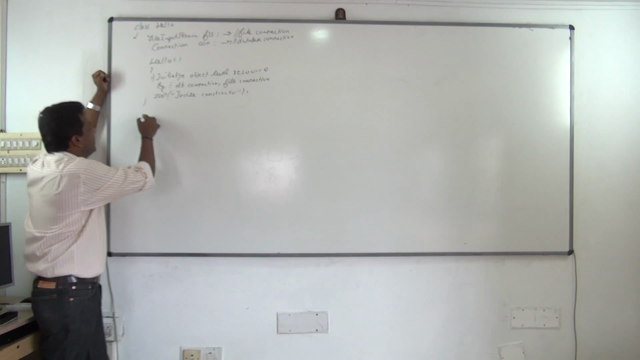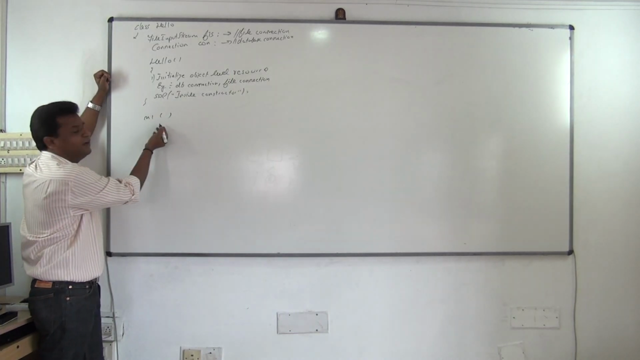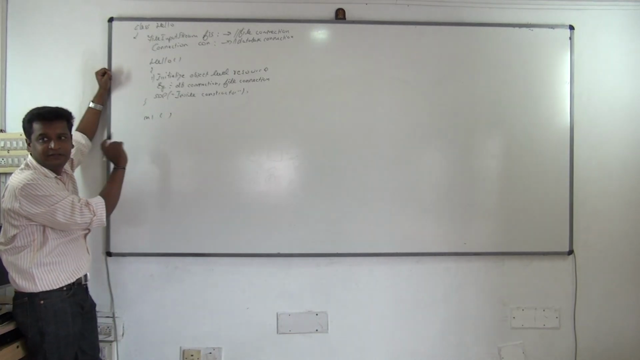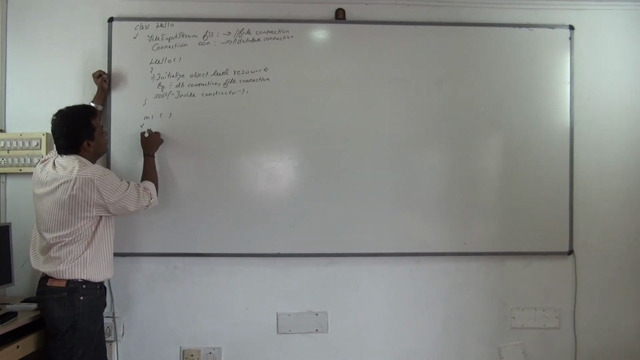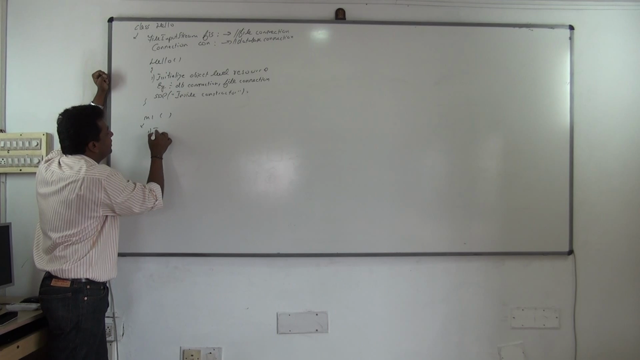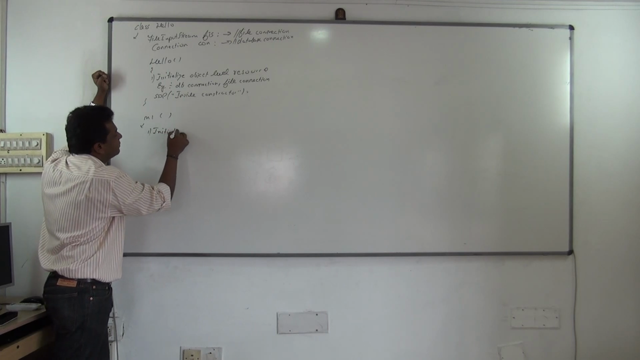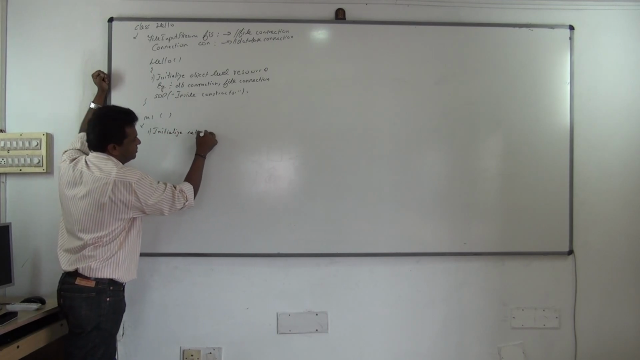Okay, next, M1 method. I'm not writing return type, parameter and all that, don't worry. But why is a method used? Method will be used for what? Initialize method level resource.